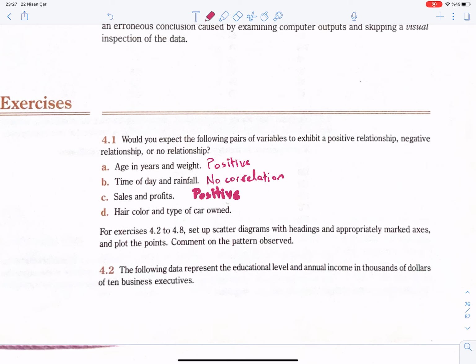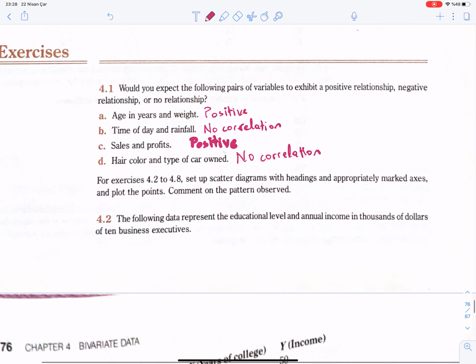What about this one? Hair color and type of car owned? No correlation, of course. It doesn't mean if your hair color is blonde, you don't tend to own a BMW, or if your hair color is black, you don't tend to buy a Mercedes. No relationship.